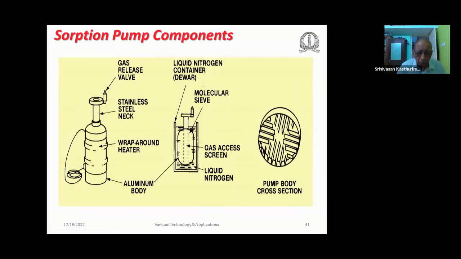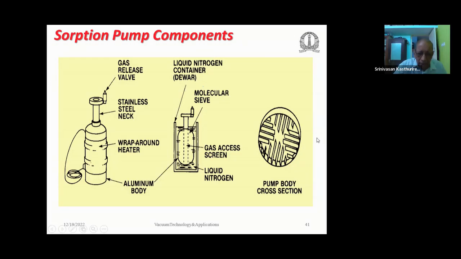Now the sorption pump components are generally, so what exactly are the sorption pump components? They are like this. Suppose I have liquid nitrogen and I want to evacuate a particular space. All that I do is insert into this liquid nitrogen a container which has a large number of panels onto which molecular sieves, or also activated carbons, can be attached to the cold surfaces. So when you insert this can inside the liquid nitrogen, the outer surfaces are cooled to low temperature.